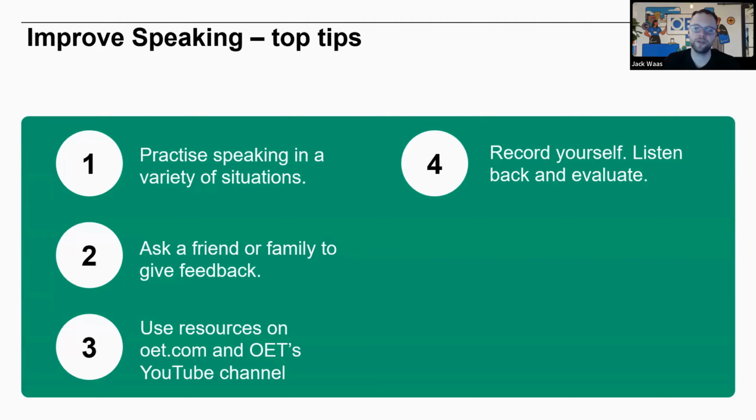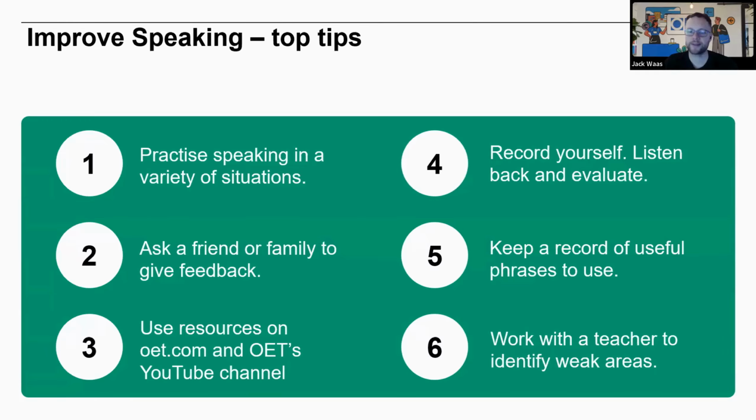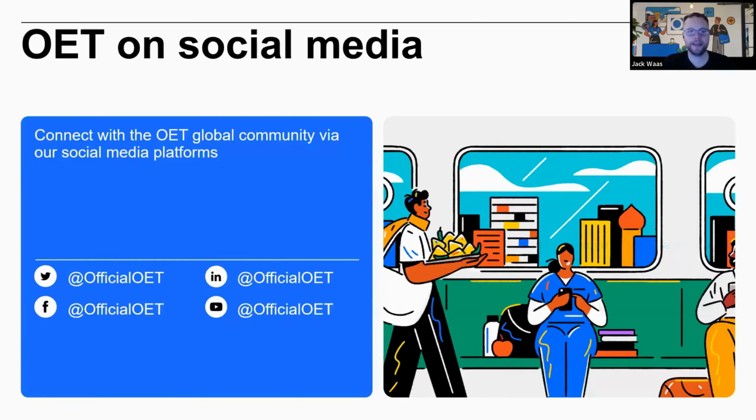Record yourself on your phone, listen back, and try to self-evaluate your speaking. Make a recording of different phrases which you could apply or adapt to different situations. Pay close attention to functional English, such as advice, explanations, questions, empathy. And lastly, consider working with a teacher for expert guidance to identify your weaknesses. So that actually brings me to the end here.